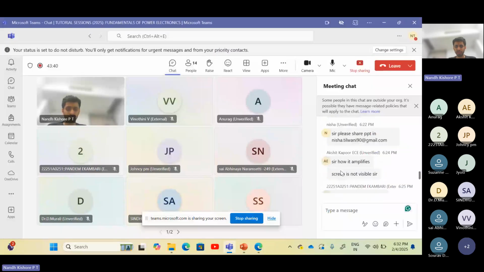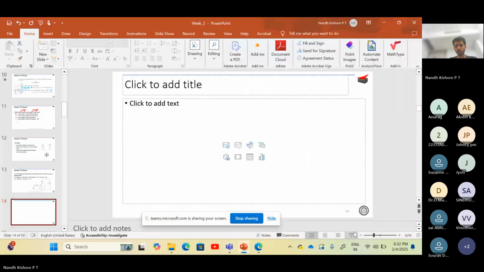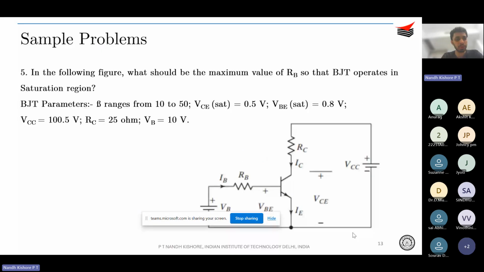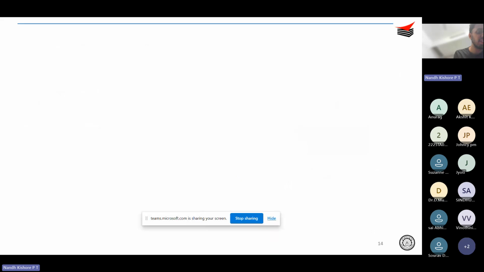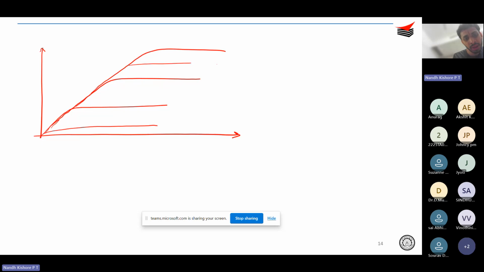Screen is now visible. So it's an interesting problem. They are asking what should be the value of RB so that the BJT operates in the saturation region. First of all, we will go back to the basics. You know that the operation of a BJT is going to be something like this. I'm just amplifying this particular region for our own ease.